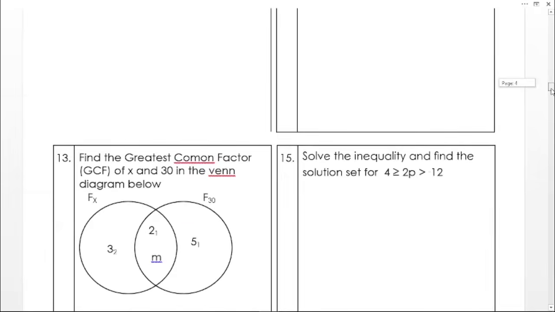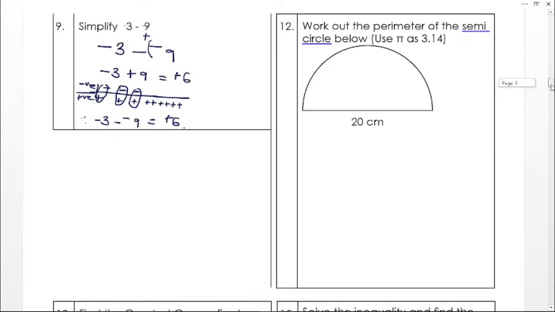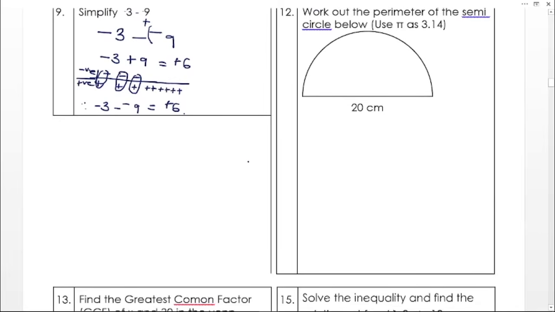Okay. Oh, now we are having this here. Number 12, which is saying work out the perimeter of the semicircle below. Meaning that you have to know what we mean by the term perimeter. Now perimeter means the distance around the figure. The figure we are having here is a semicircle, half of a circle. So we are going to have this distance from here up to here.